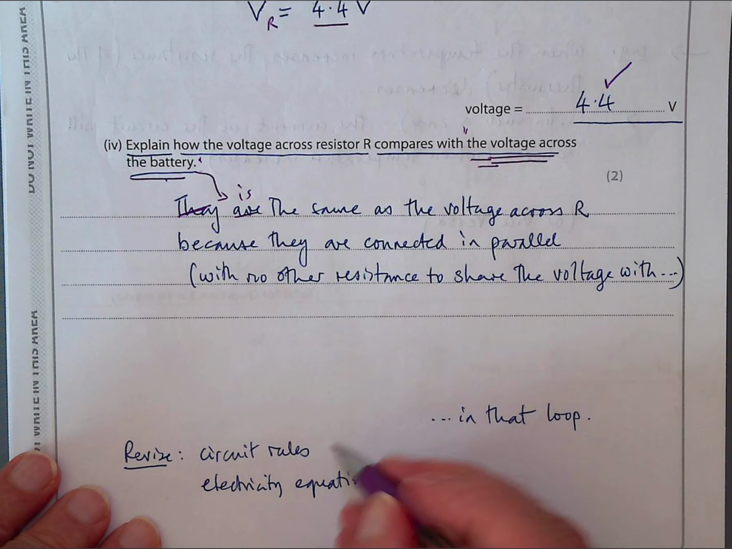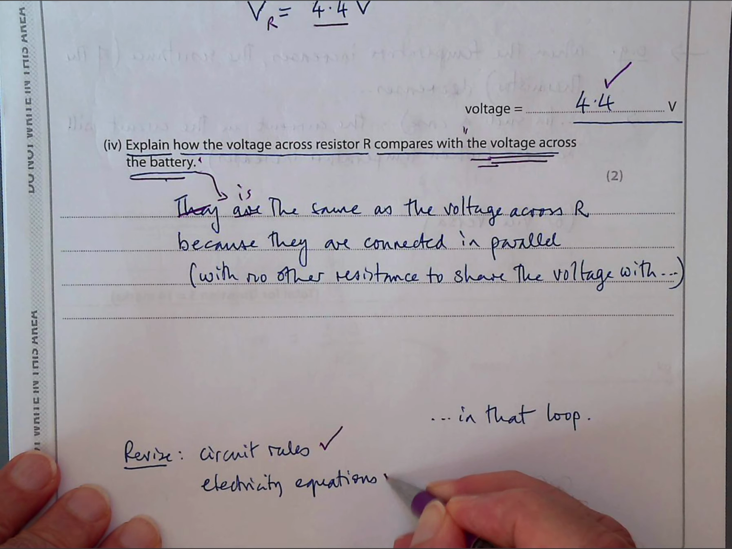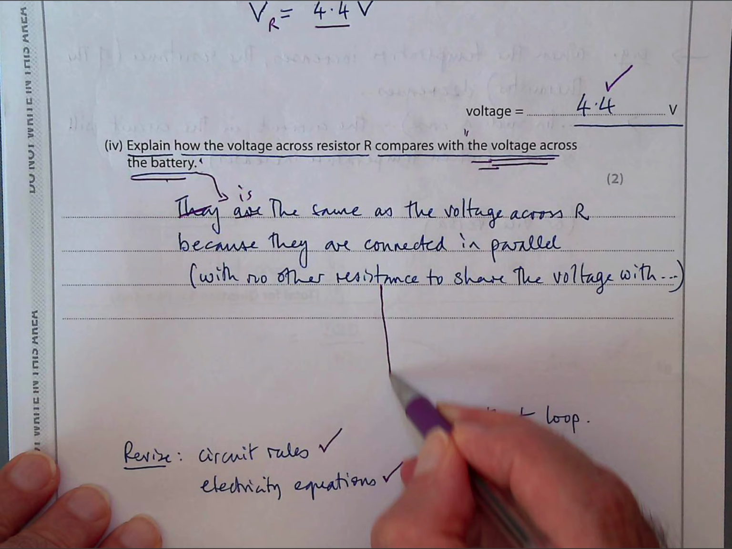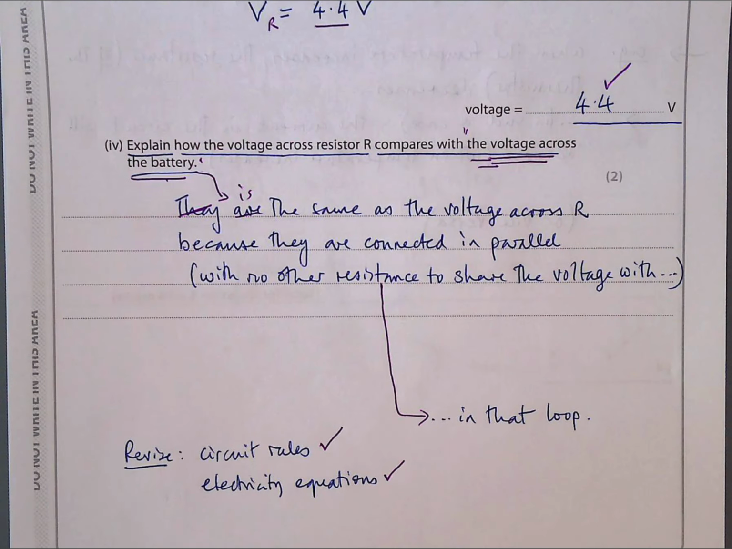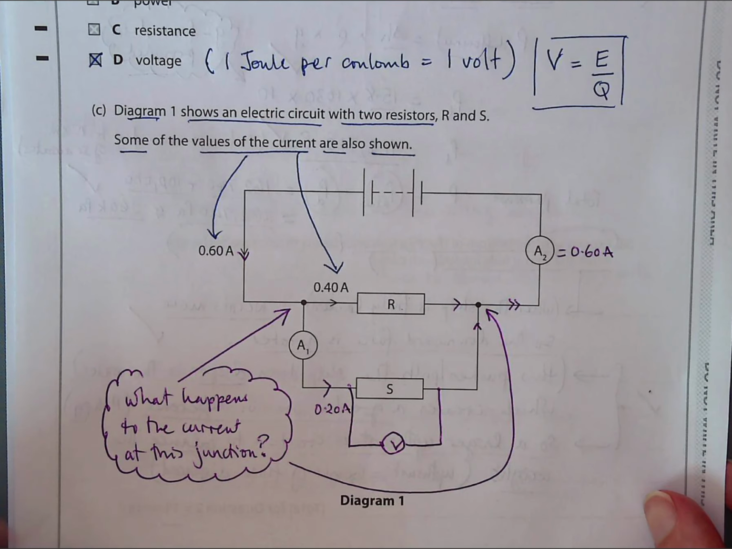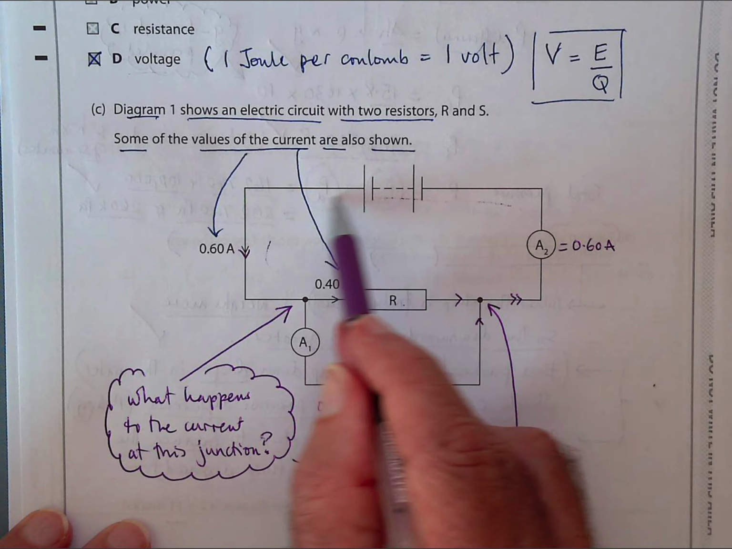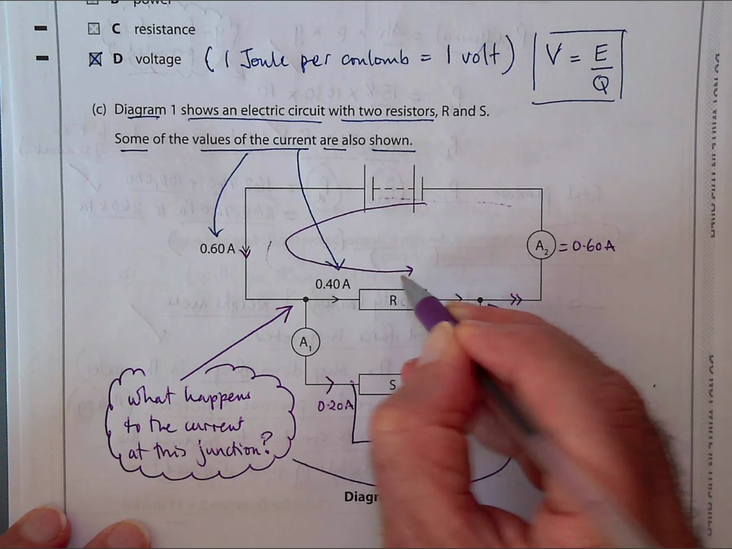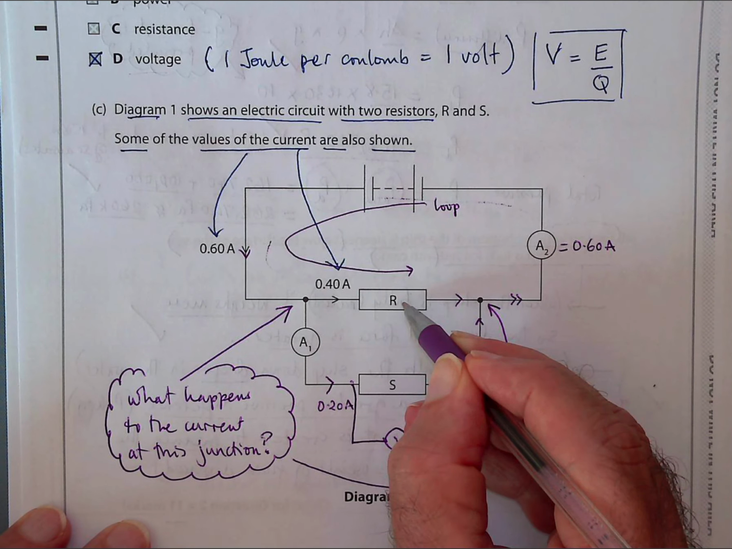Okay, so we've revised circuit rules. We've remembered some electricity equations, and remember, there's no other resistance in that loop. And by the loop, we mean the path that the current can take. So in the R loop, it goes this way. There's no other resistance in this loop, so the loop would be there.